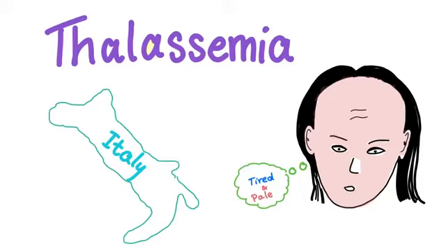Hey everybody, let's talk about thalassemia. As we have reviewed before, we're talking about microcytic anemia. We have discussed iron deficiency anemia, anemia of chronic disease, and now let's talk about thalassemia. Symptoms of anemia: tired and pale, pale and tired.